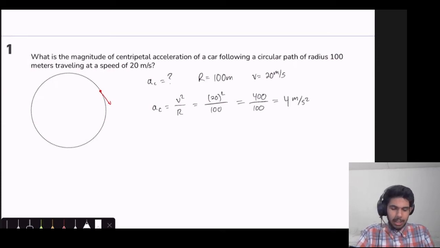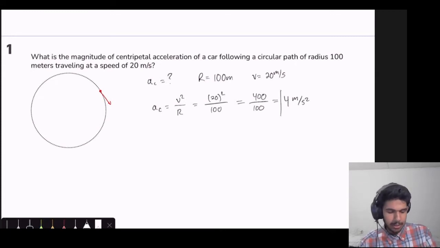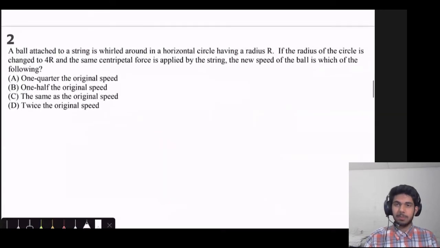And you can check that by seeing that velocity is in the numerator, so its units get squared. So that would be meters squared per second squared. And then radius is in the denominator with units meters. So one of the meters cancel out, and we're left with meters per second squared. It's just a sanity check. But yeah, that is our answer. Pretty simple. So let's move on to the second question.